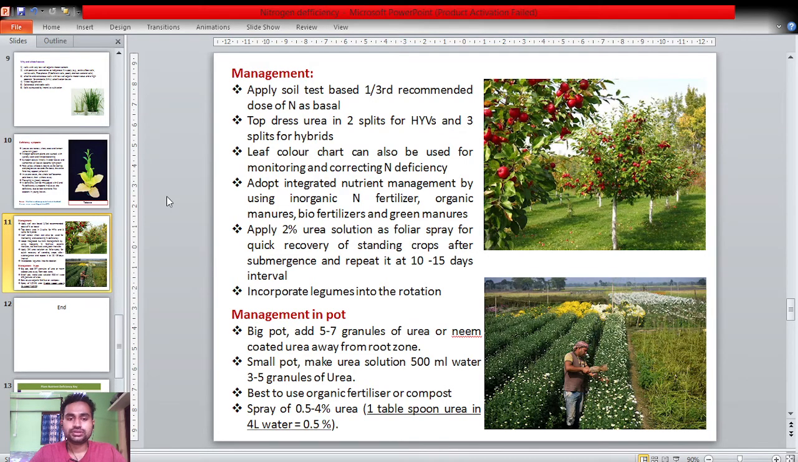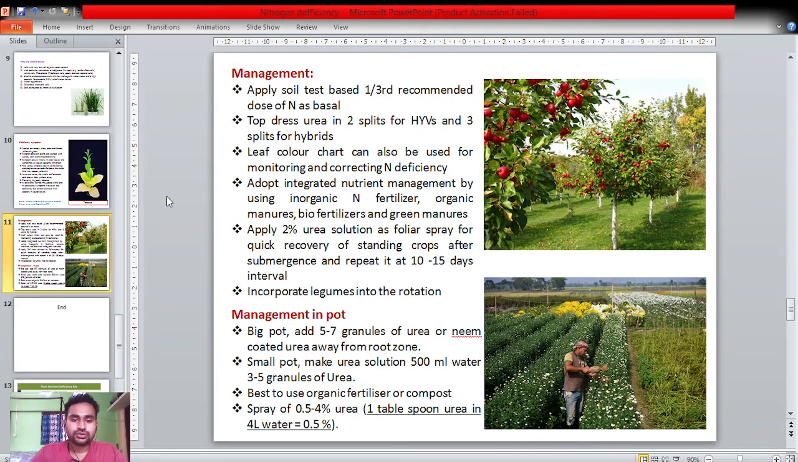But in case of flowering plants, this 2% can be reduced to 0.5%, because the leaves are very soft. So we do not go for higher concentration, otherwise it may affect the leaf, or the leaf can die. So we go for lower concentration in case of very soft plants. For other plants like fruit trees, we can go for 2% urea spray, and we can repeat this spray at 10 to 15 days interval, so two or three times depending on the condition.